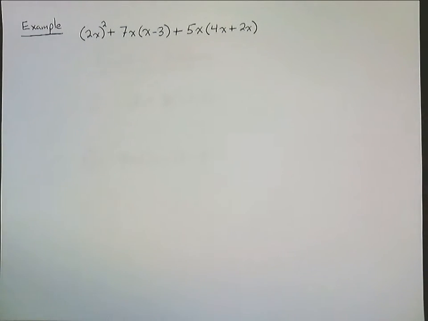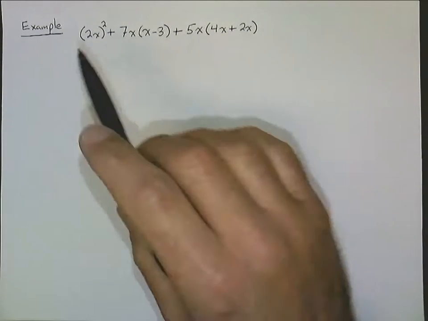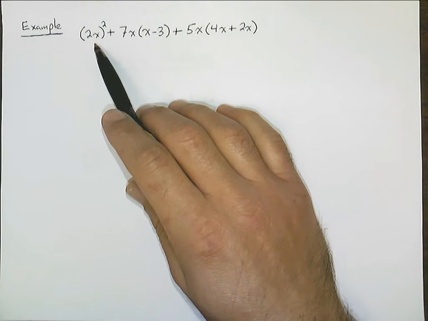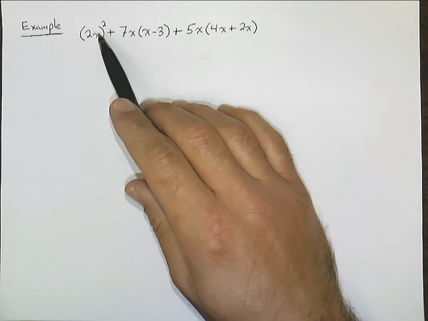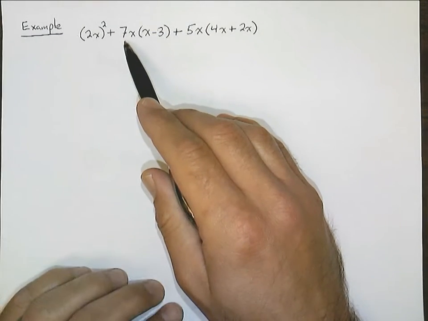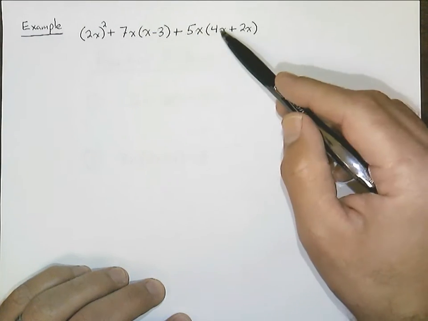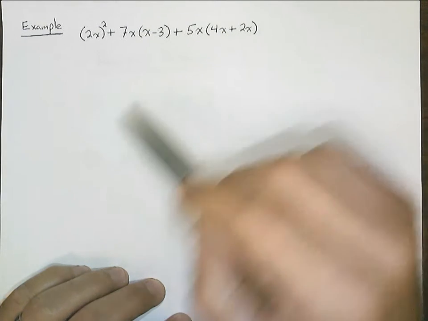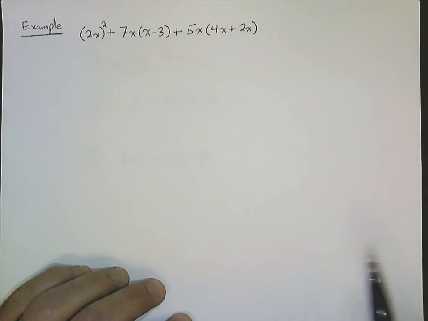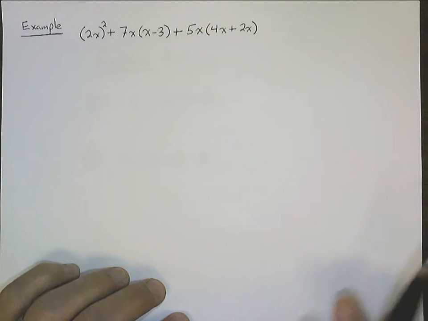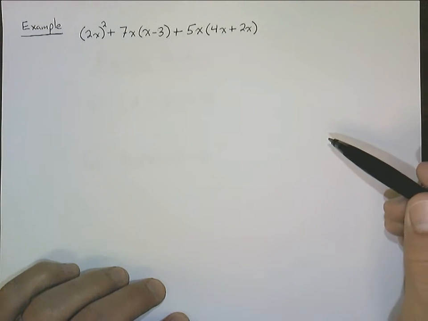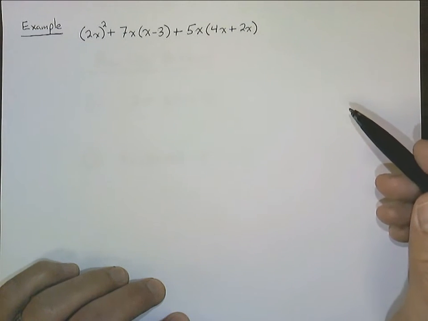This one right here, we have 2x, which is being raised to the power of 2, you're squaring it, plus 7x times the quantity x minus 3, plus 5x times the quantity 4x plus 2x. Now, it seems a little big right now, but if we deal with this step by step and chunk it out pretty well, it's not really all that difficult.